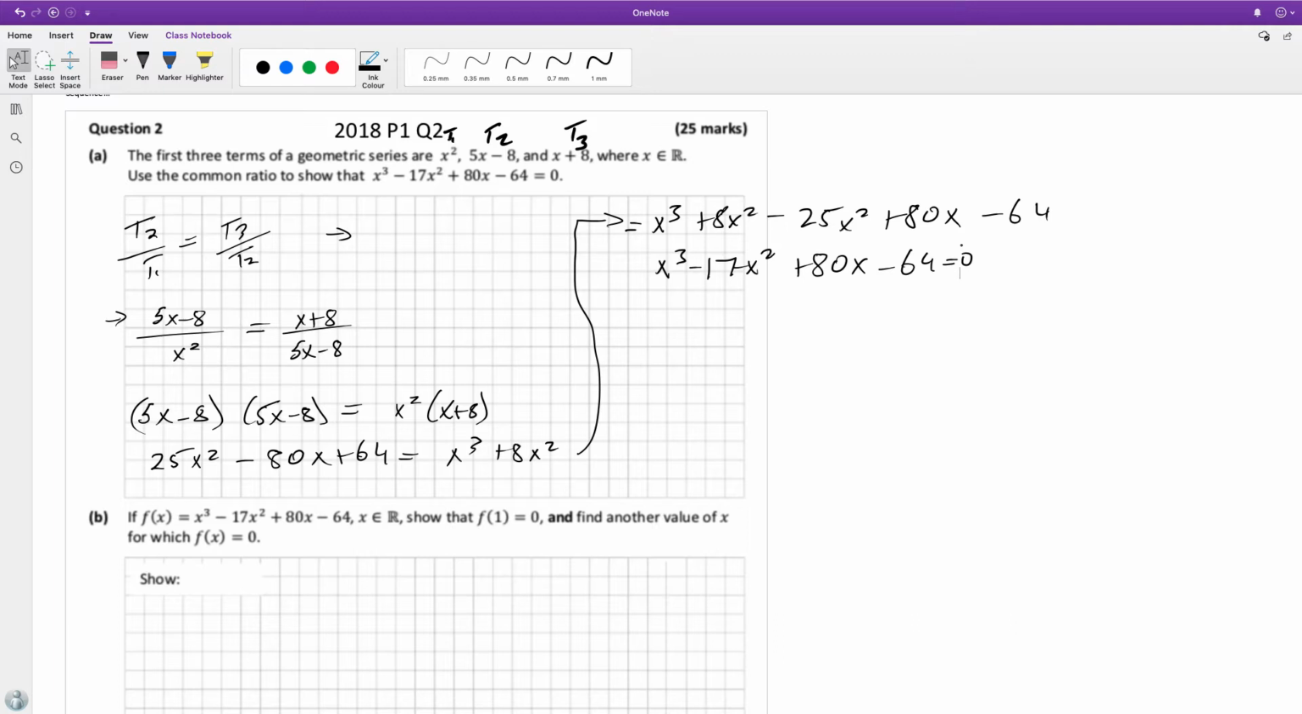So first things first, check and show them. You get 5 marks there for just showing that f of 1 is equal to 0, i.e. everywhere you have an x, put in a 1.